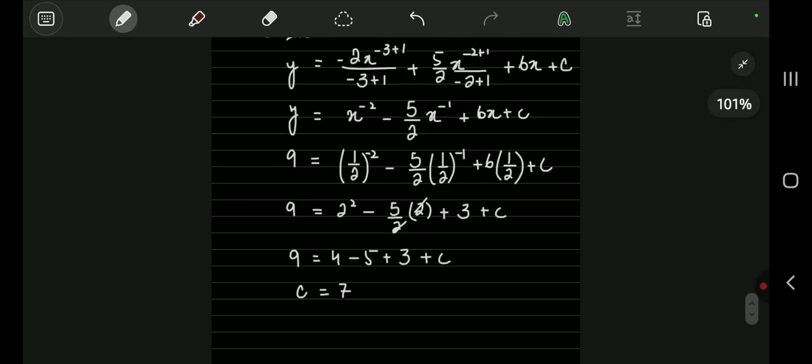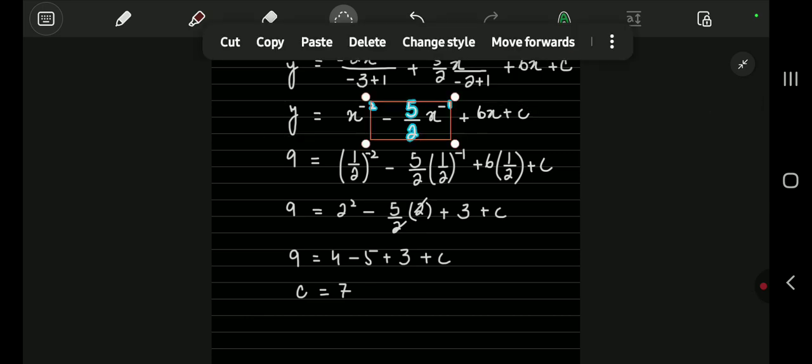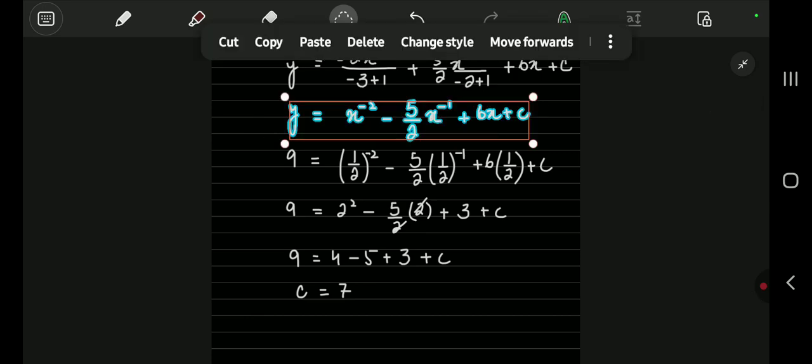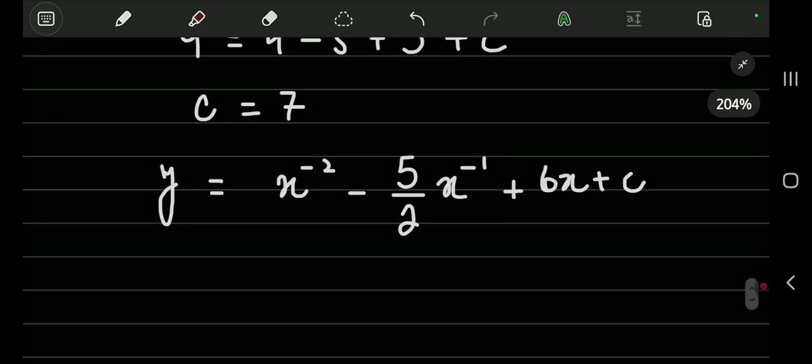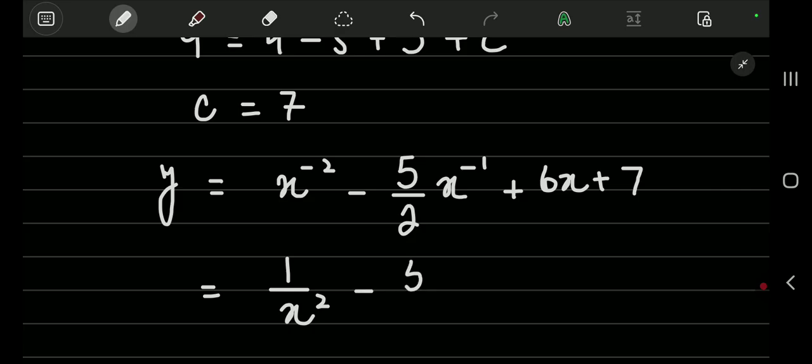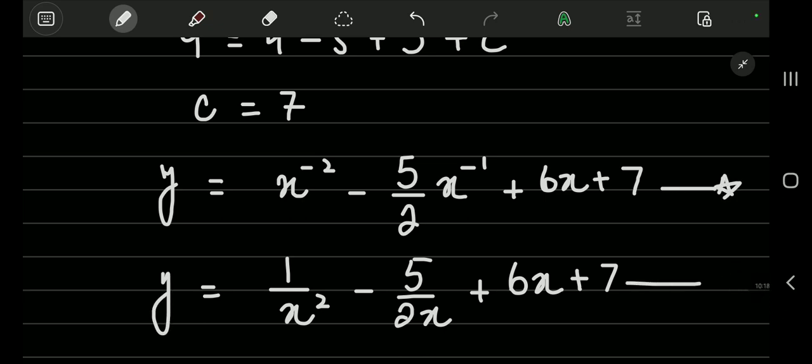So now write the equation of the curve properly with the constant of integration, and also taking into account the powers of x to be correctly written. We can write it as 1 over x squared minus 5 over 2x plus 6x plus 7. We can write it in either way; both will be considered correct.